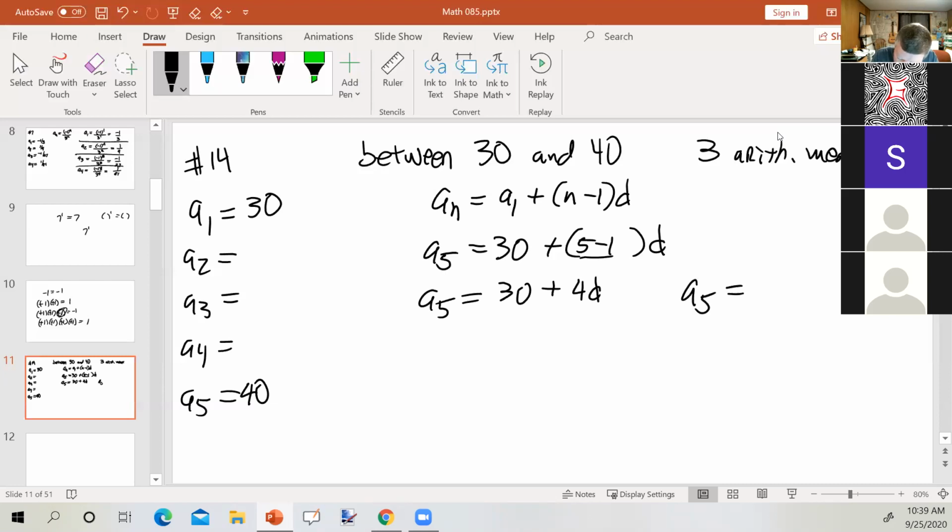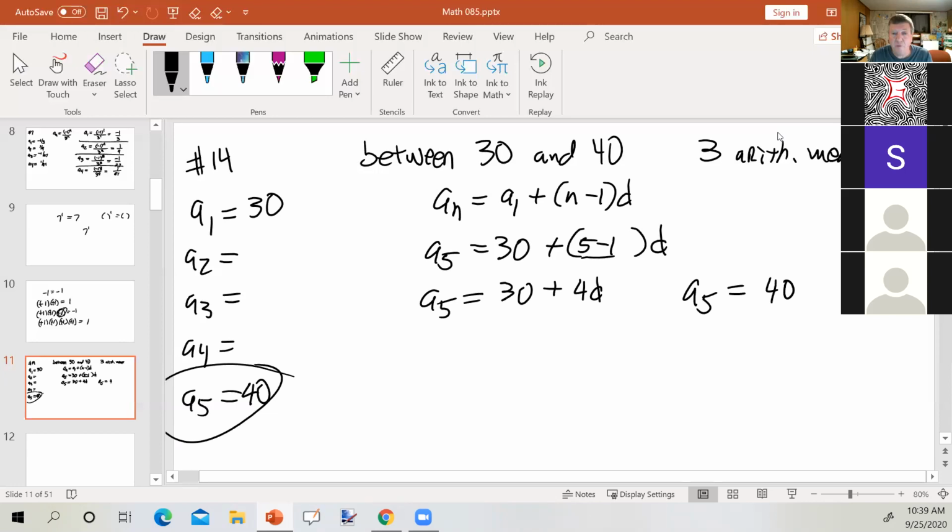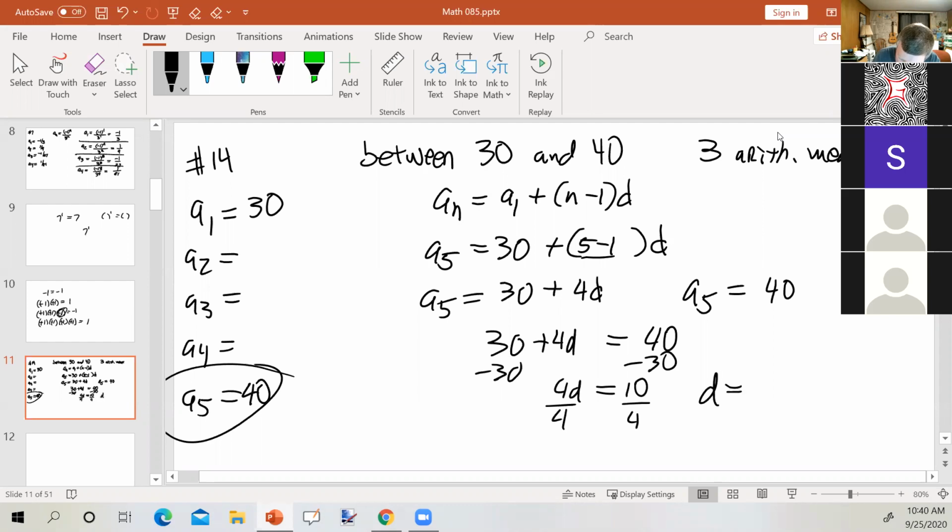But we also know that a sub 5 is 40. Therefore, we can take 30 plus 4d and set it equal to 40. A sub 5 equals this, a sub 5 equals that, so this equals that. So now we have an equation with just the one unknown, which is d, the common difference. We'll subtract 30 from both sides. 4d equals 10. Divide by 4, d equals 10 fourths or 5 halves. So that's an important piece of information. That's our common difference.